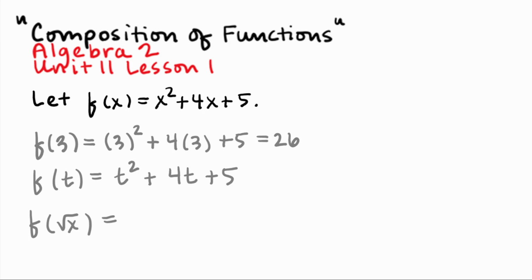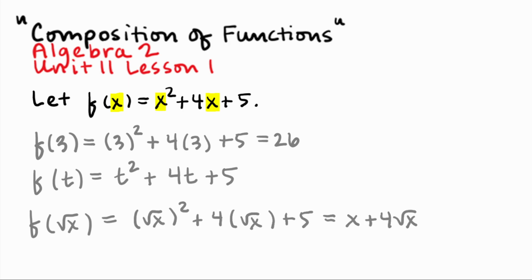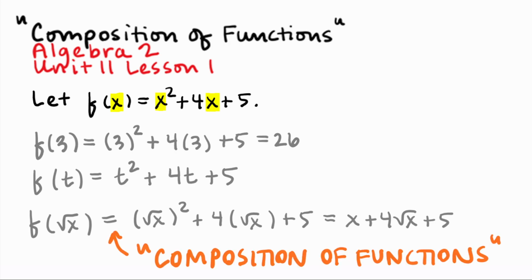So really, we're going back to the idea that f of x takes x and squares it, adds 4 times that, and then adds 5 after that. F of square root x is: I'm going to take the square root of x and square it, add 4 times the square root of x, and then add 5. We could simplify that a little bit if we needed to. Square root of x squared is just an x, plus 4 root x plus 5. And what we just did there, where we plugged one function into another, that's called composition of functions.